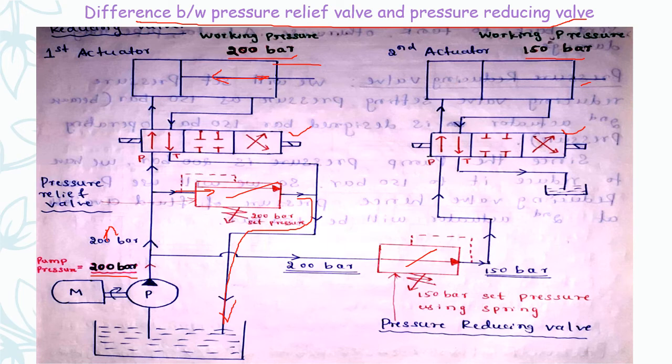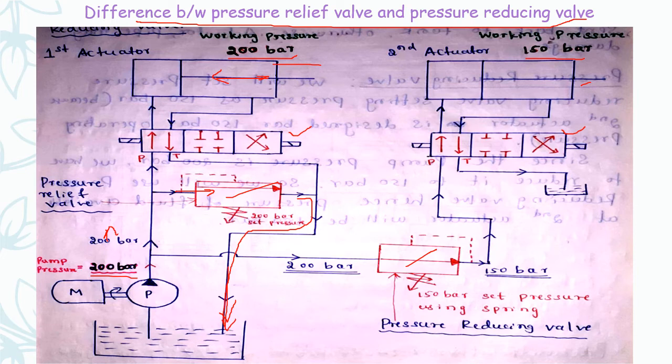If this pressure relief valve is not present, it might happen that actuators or the pipes or the direction control valves or the components present in this part of a circuit may get damaged. So that is the function of a pressure relief valve. If the pressure goes beyond the system pressure, as we have seen in the previous class, the pressure relief valve will open and the excess fluid will flow back to the tank.